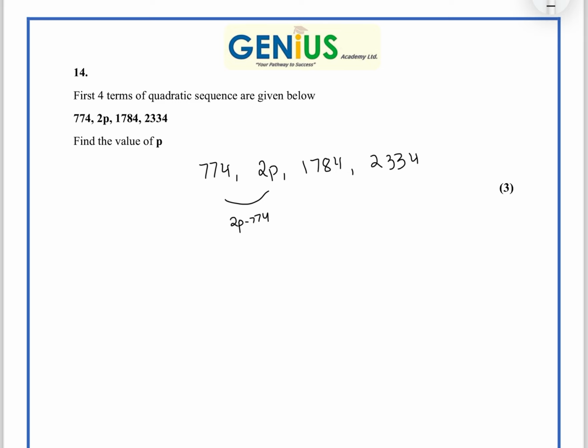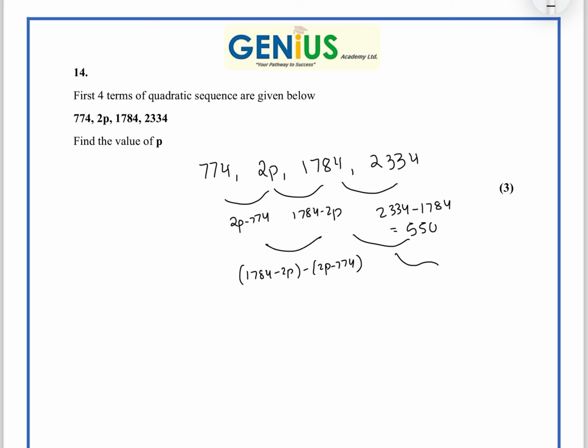So the difference between 2p and 774 is 2p take away 774. Doing the same, that is 1784 take away 2p. And this is 2334 take away 1784, which is equal to 550. Now, if we find the differences between these three values, this one is 1784 minus 2p, take away 2p minus 774. And then the second one, I'll just write it over here: 550 take away 1784 take away 2p. So simplifying both of them, you should get 2558 minus 4p, and then 2p take away 1234.